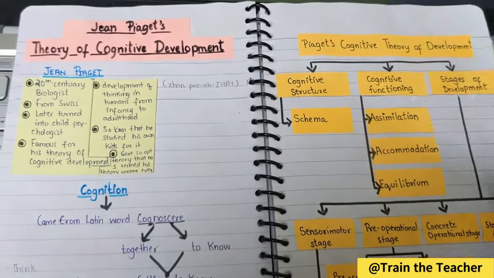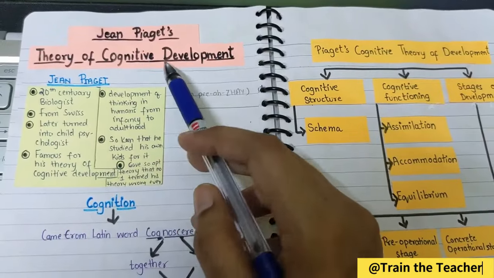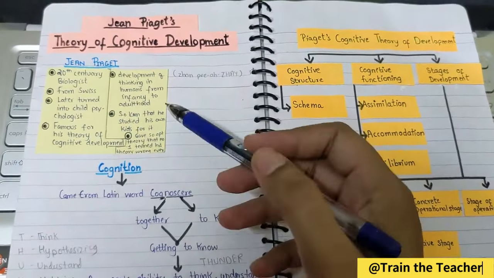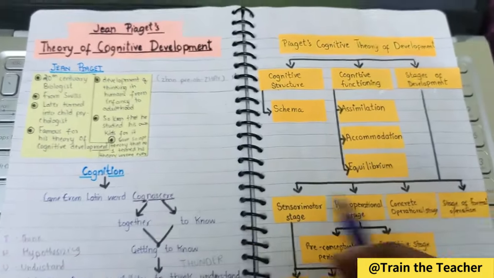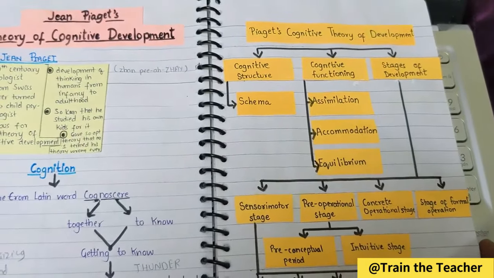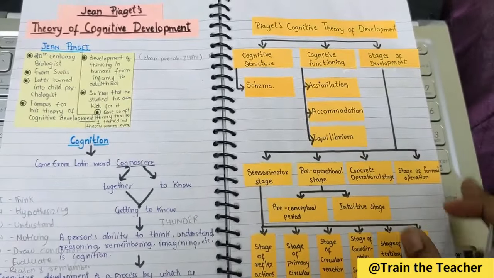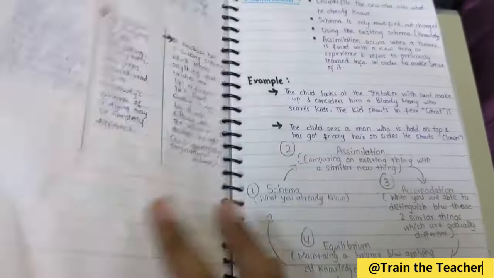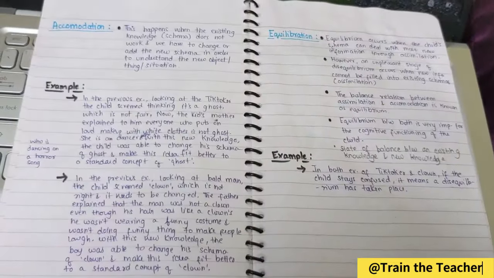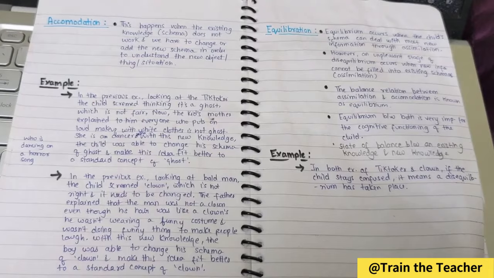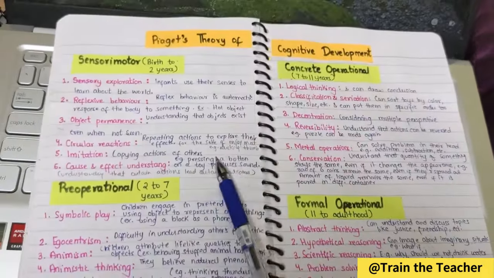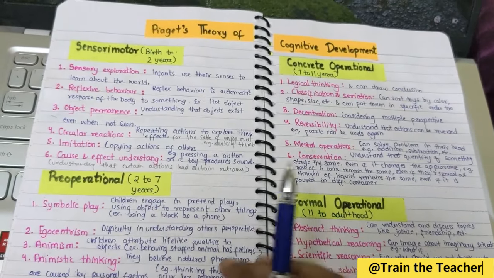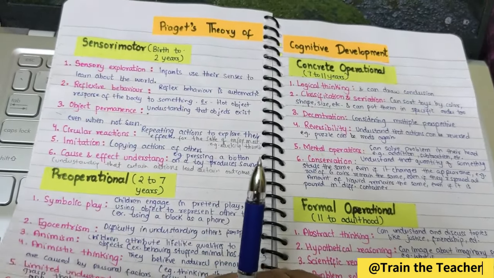Today we are going to talk about Jean Piaget's theory of cognitive development. We are going to talk about who Jean Piaget is, what is the meaning of cognition. We'll have a look at the chart, the theory itself, and we'll be talking about it in detail: schema, assimilation, accommodation, equilibrium, and the different stages of it. I hope you're ready. Then let's get started.